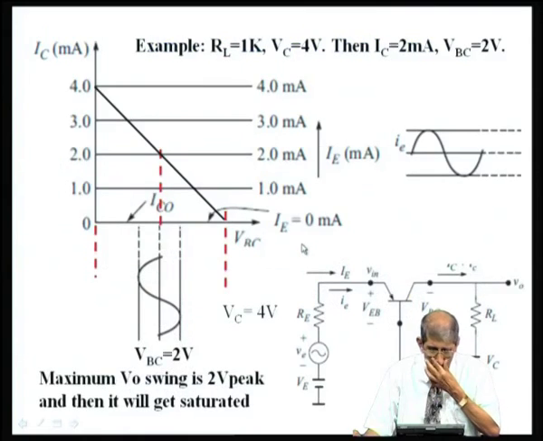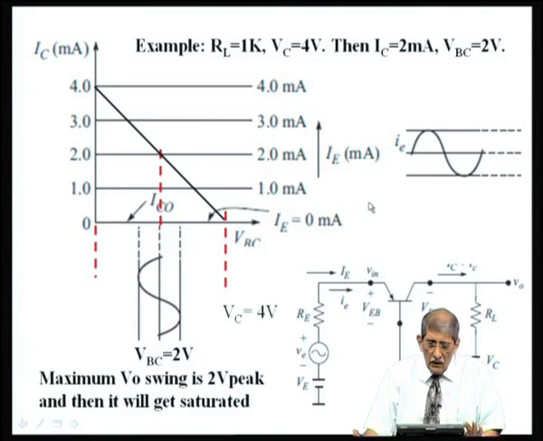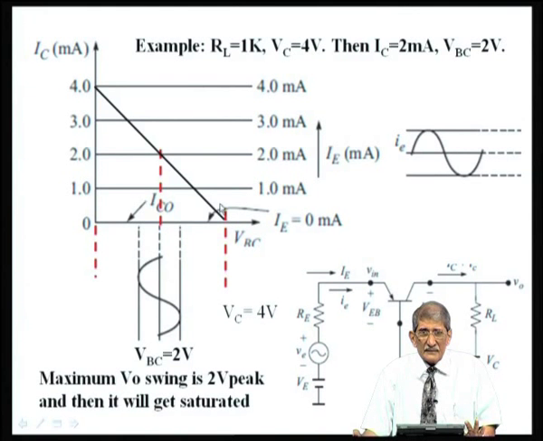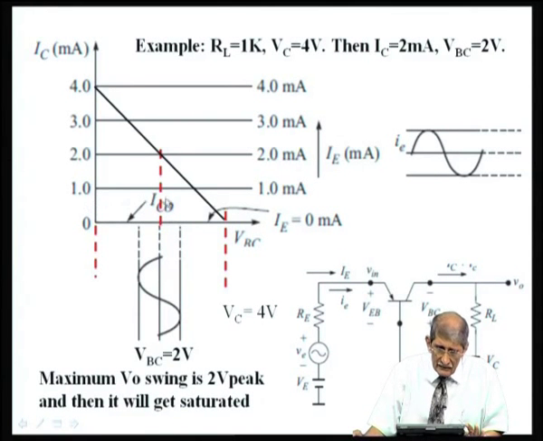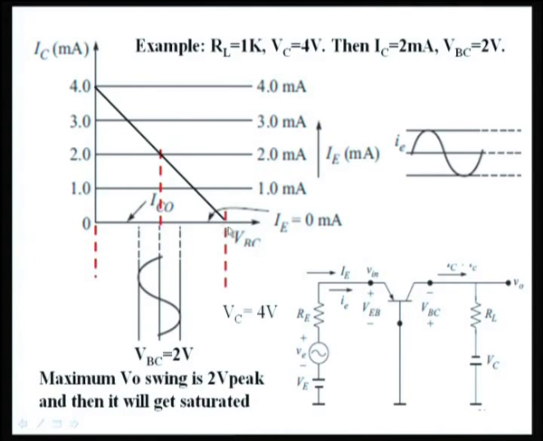Okay. Now, the last one I want to see how much I can discuss. Here we have seen that you have some sinusoidal signal. How much voltage can you apply at the input, or how much can be the maximum output voltage? These are all the common base characteristics, 1 milliampere, 2 milliampere, 3 milliampere, 4 milliampere. I am considering a case where this V c is 4 volts.